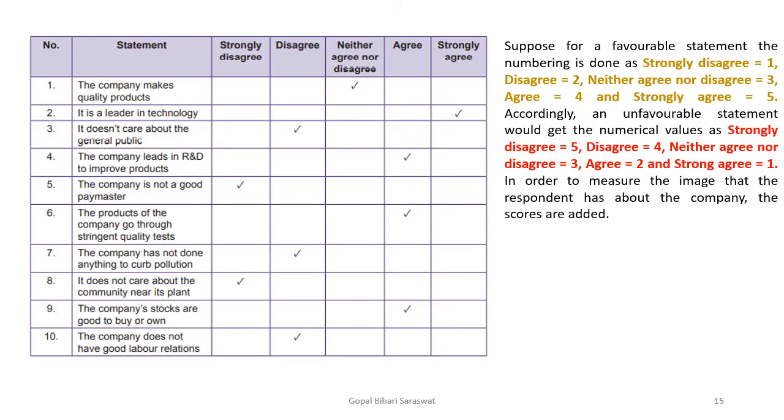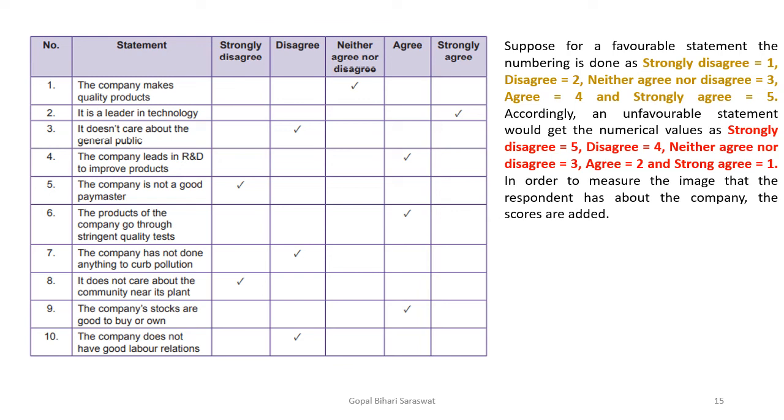Here you can see there are 10 questions. First question, a company makes quality products. Second, it is a leader in technology. Like this, we have 10 questions. And we have given balanced choices to the respondent: two positive, two negative, and one no opinion. So strongly disagree and disagree seem to be a negative attitude. Agree and strongly agree seem to be a positive one, and one for neither agree nor disagree.